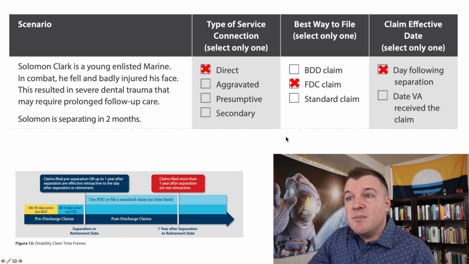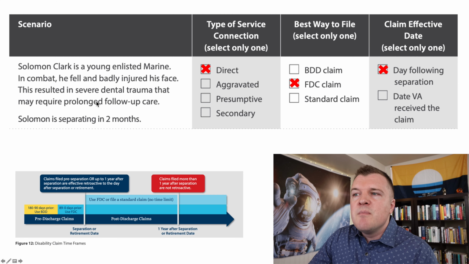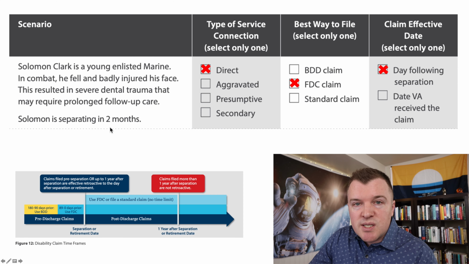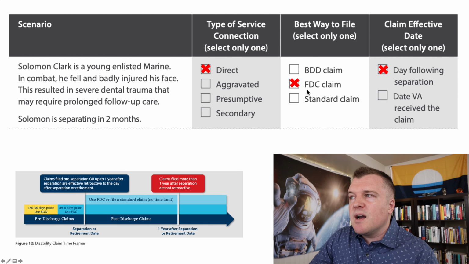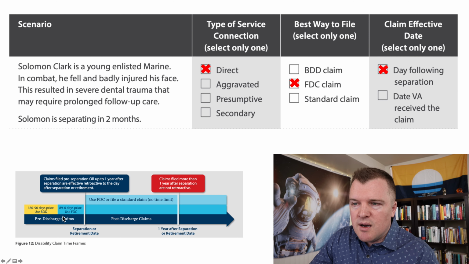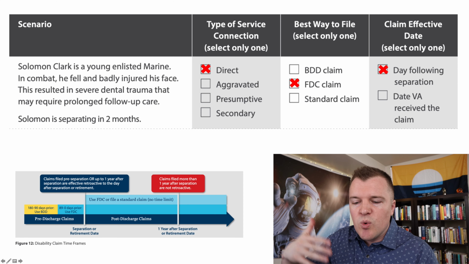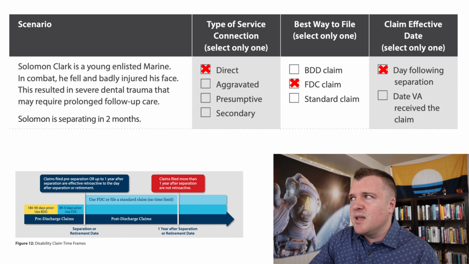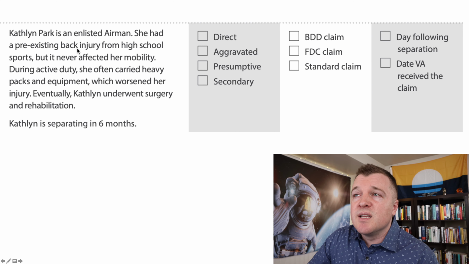There was nothing wrong with his teeth prior to this incident, and he was injured while serving. Which kind of claim can he do? Well, he waited too long. He definitely is eligible for VA disability, but because he's only 2 months or about 60 days out, he's not eligible for BDD anymore. So he's going to have to do the FDC claim process. And if he is awarded his disability, which I'm confident he will, then he'll get benefits starting the day following separation.